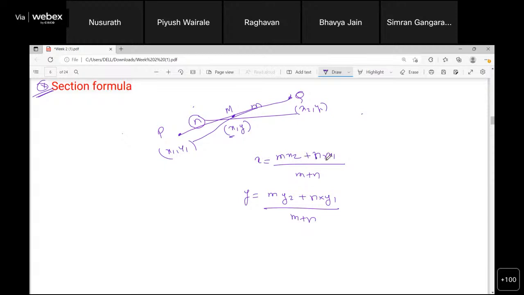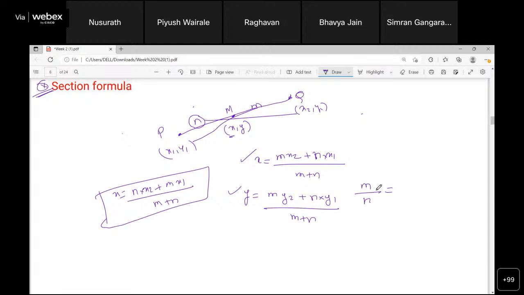So mx2 plus nx1 upon m plus n. Even if I change this m is to n into n is to m, then n into x2 plus m into x1 will be there, right? But m plus n. So this will be my x coordinate in the case of n is to m. Any doubt in this part? Okay. So if I know this, then I can also find out the ratio. What is the ratio of m is to n here?